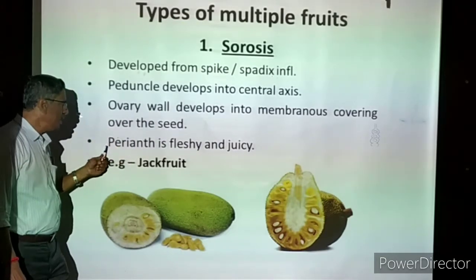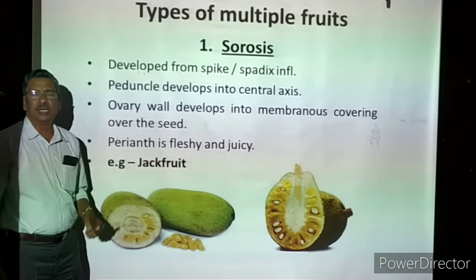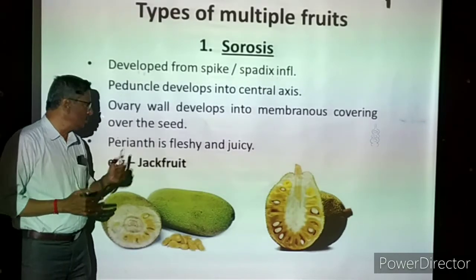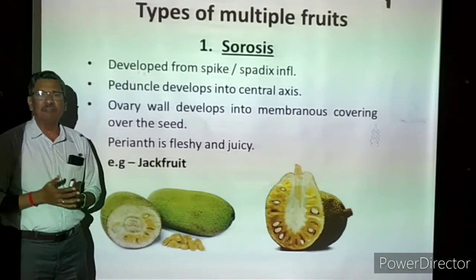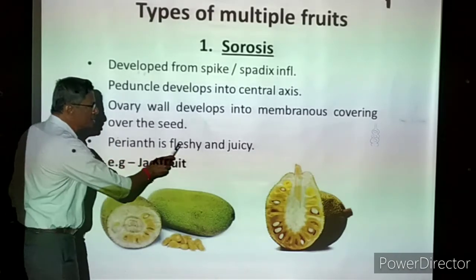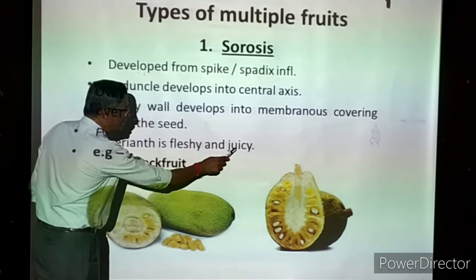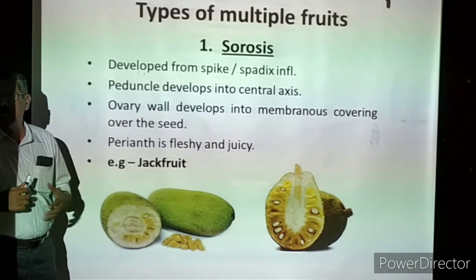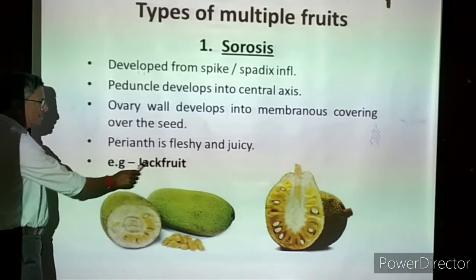Perianth is fleshy and juicy. So the perianth, already we have studied what is the meaning of perianth: undifferentiated calyx and corolla. So the perianth is becoming thick, fleshy and juicy. Now that is only the edible part. Example, jackfruit.